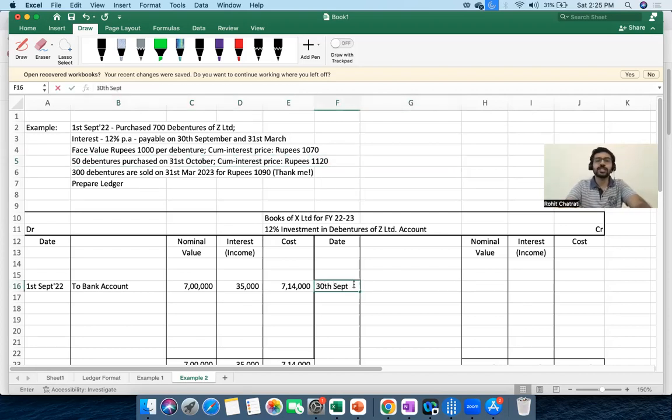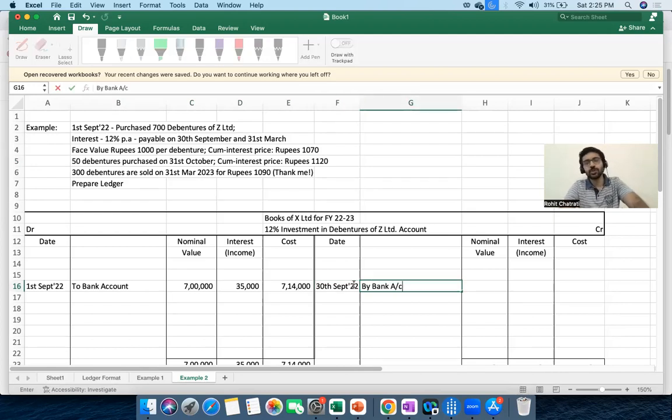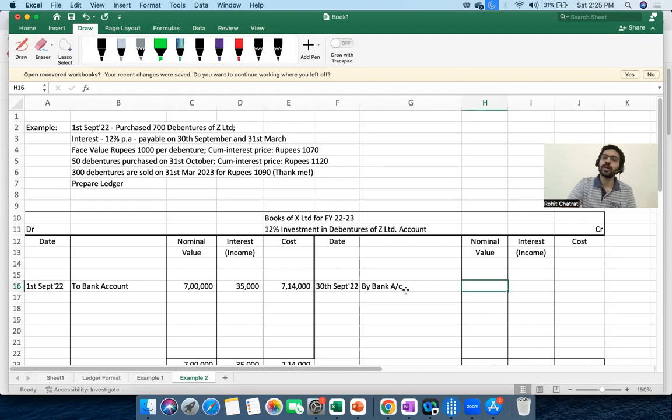You are going to receive interest. So you write down by bank account, nothing in the nominal value, nothing in the cost value. You will recognize the entire 6 months of interest, however much you receive, in the interest income column.